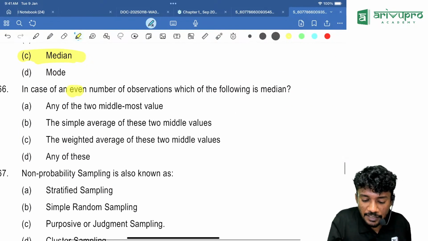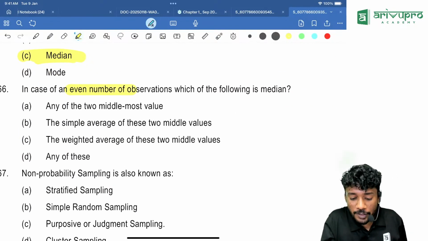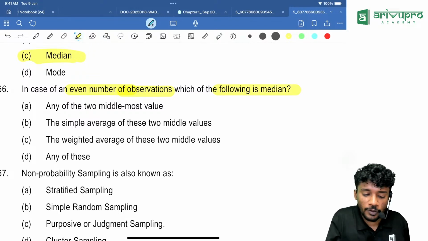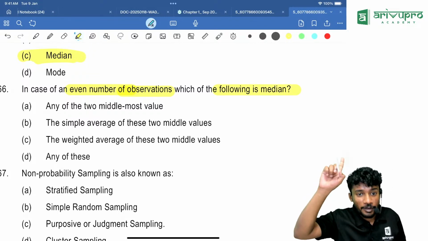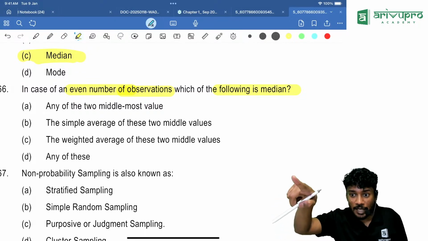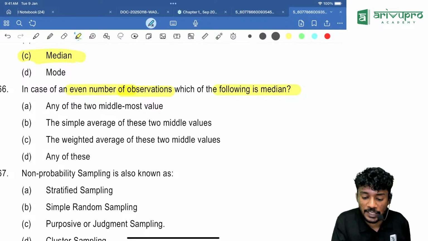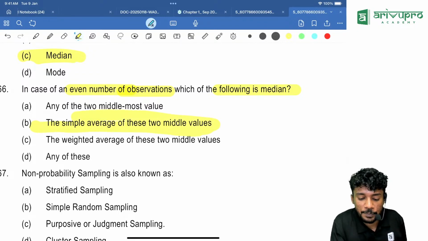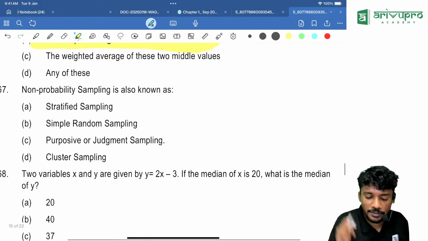In case of an even number of observations, which of the following is the median? When the number of observations is even, what were we doing? Simple average of the middle two values. Option B is our answer.